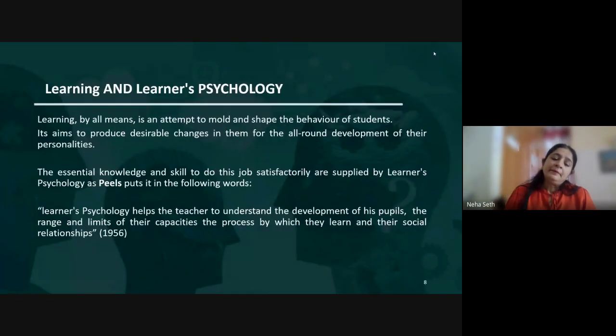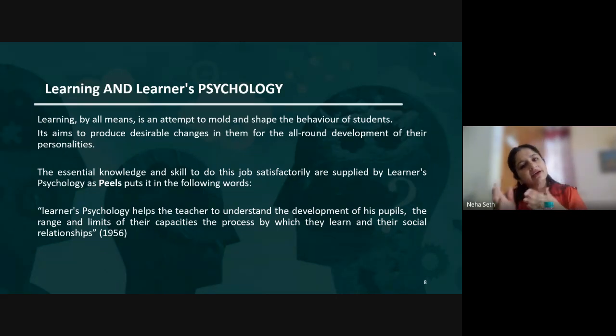Then we are talking about learning and learning psychology. Learning is basically an attempt to make and shape the behavior of students. That is why we are teaching our students, because we want them to behave in a certain manner. When they have studied the concept of finance, I expect them to solve some problems related to it. So that is why we are teaching and they are learning.